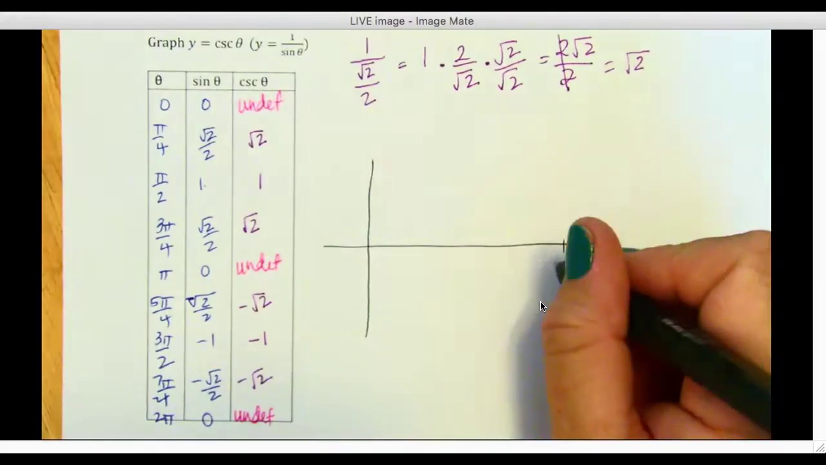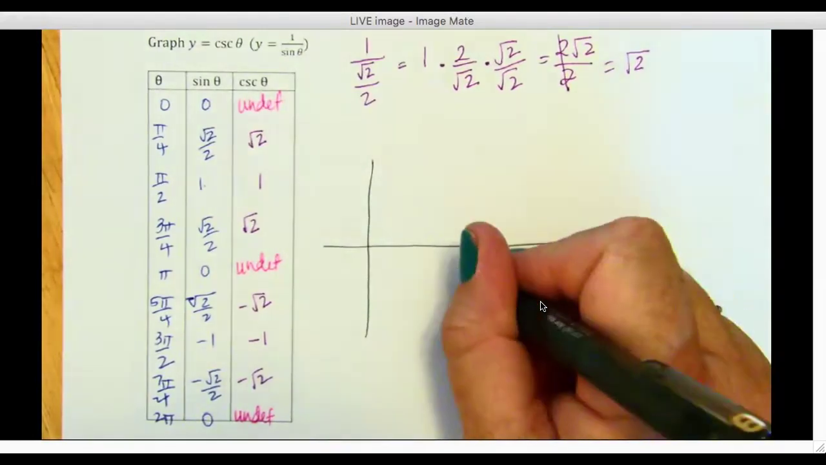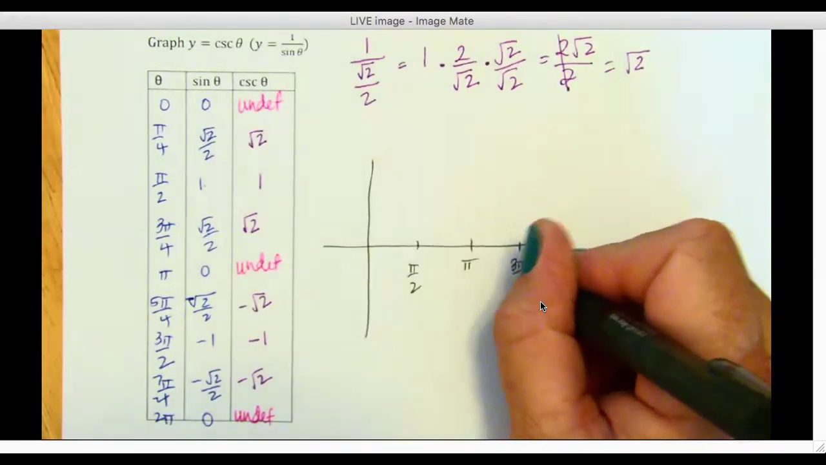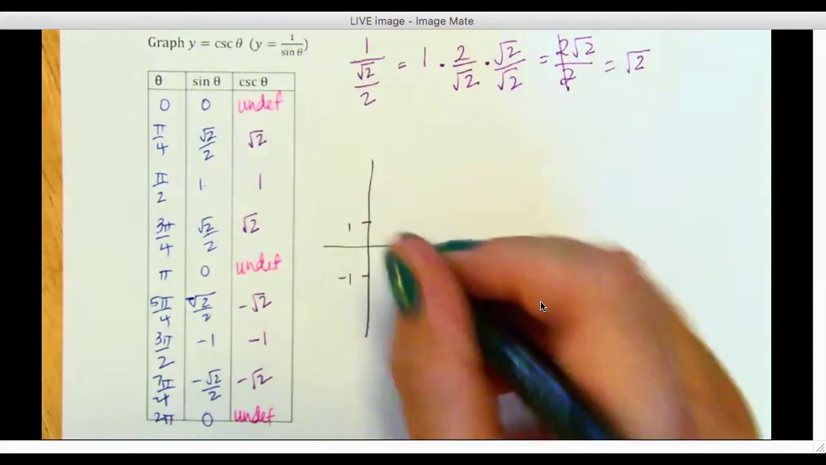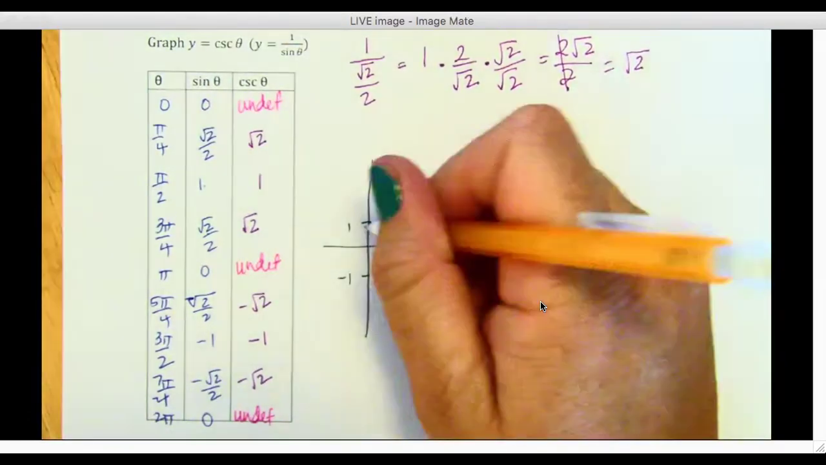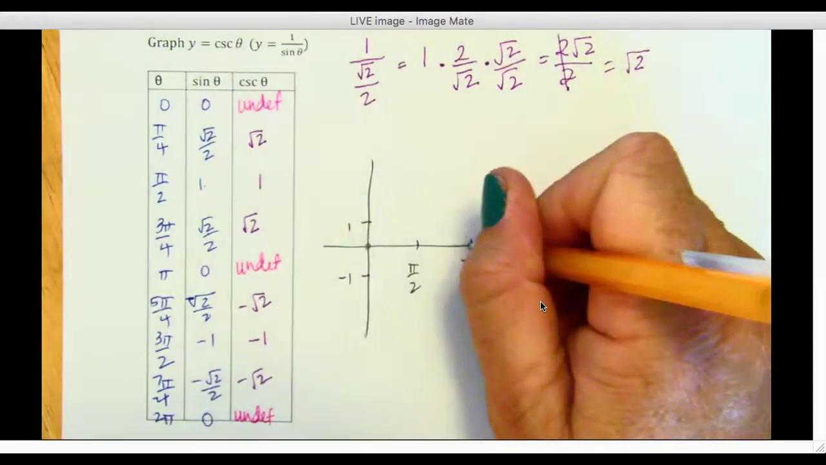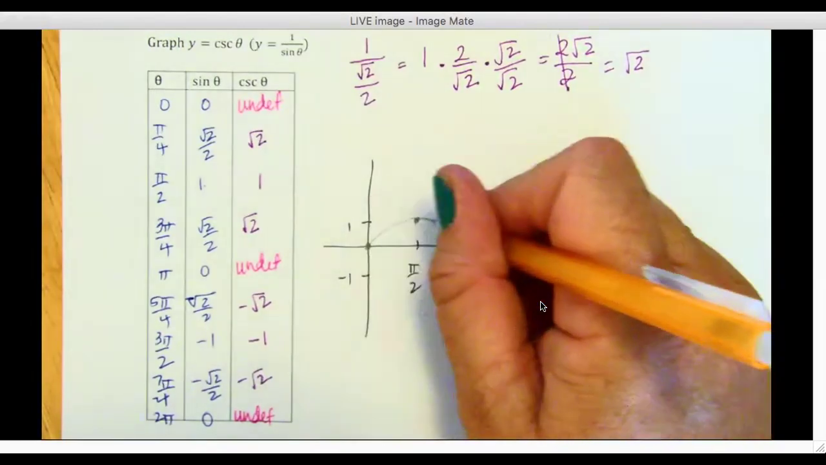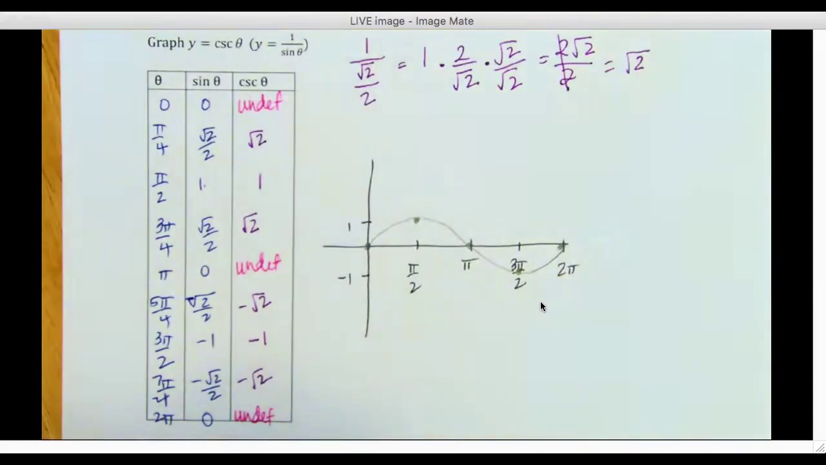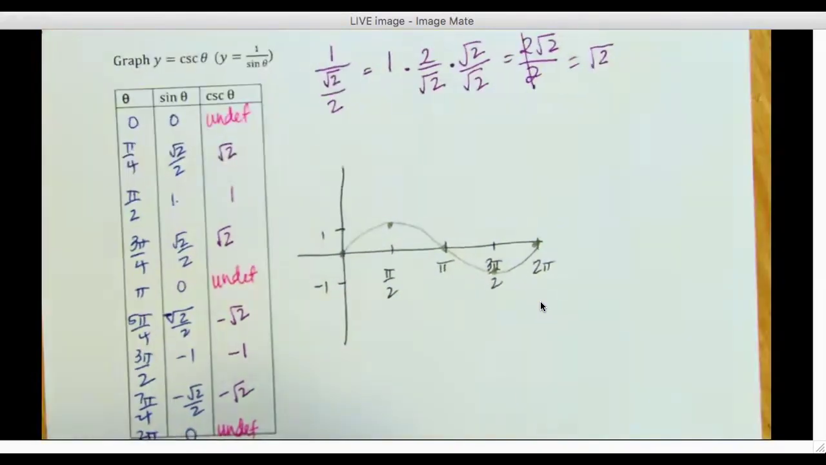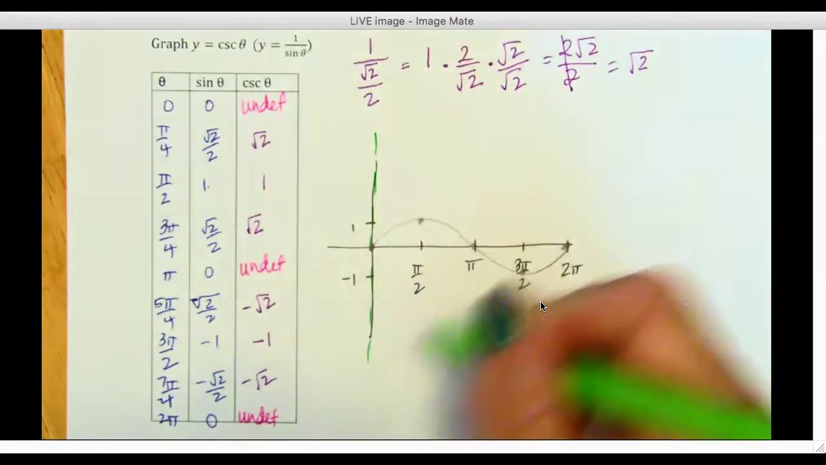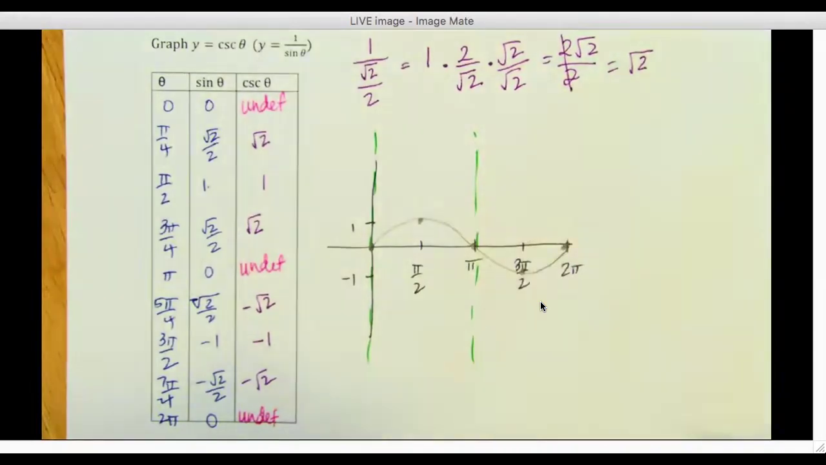So graphing one period from 0 to 2 pi, pi over 2, and 3 pi over 2, 1, and -1. The sine function I'm going to do in pencil. So remember, sine is at 0, 0, and 0, and then at max, and then it's min. And there's my sine function. Now, wherever sine is equal to 0, cosecant has a vertical asymptote. So sine is 0 here, so we have a vertical asymptote. Sine is 0 here, and here, so we have vertical asymptotes.